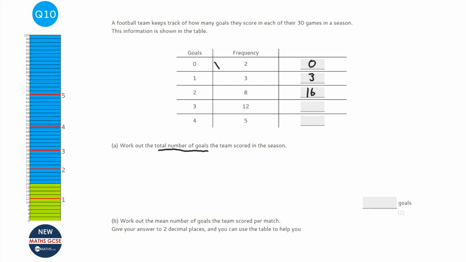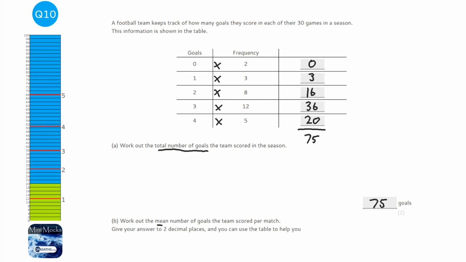And all I'm doing here is timesing these 2 together. 12 matches with 3 goals, so that's going to be 36. And in 5 matches there were 4 goals, so that's 20 goals in total. Now in total, we're going to add those together, so 3 plus 16 plus 36 plus 20, which is 75. So they've scored 75 goals in total.